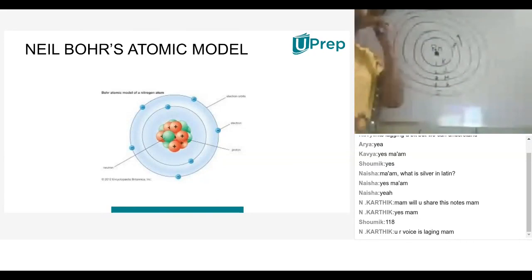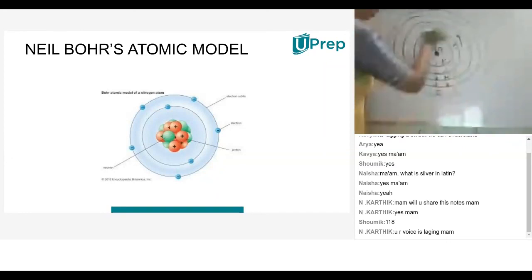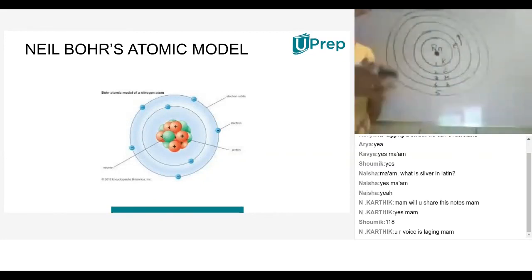But when an element is in the normal state, without any external energy or any external reaction taking place, the electrons will revolve in a definite path. They won't jump from one energy level to another. In that particular path itself, the electrons revolve with great speed. In a single blink, one revolves more than 100 times. Understood? Like that, these electrons revolve in a definite path in a definite energy level.